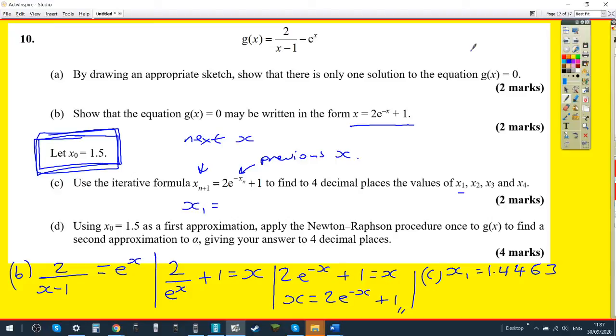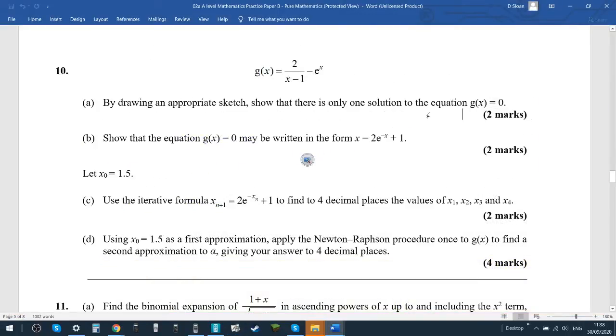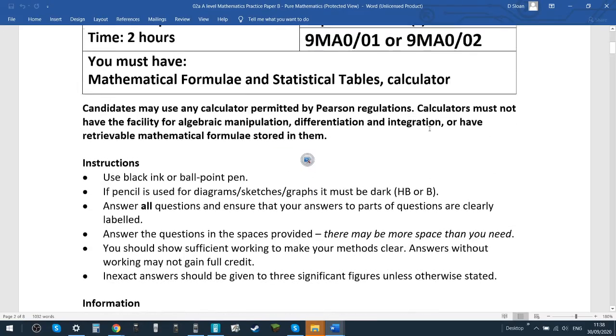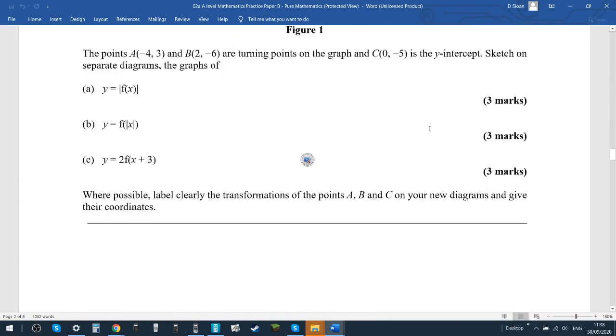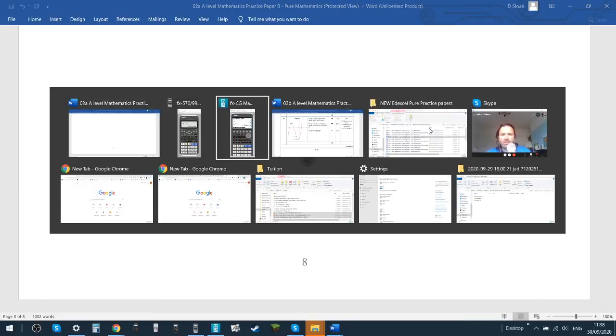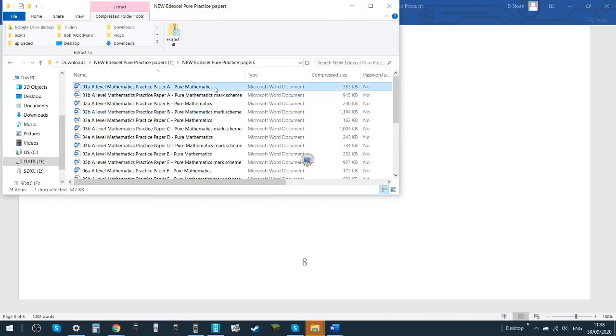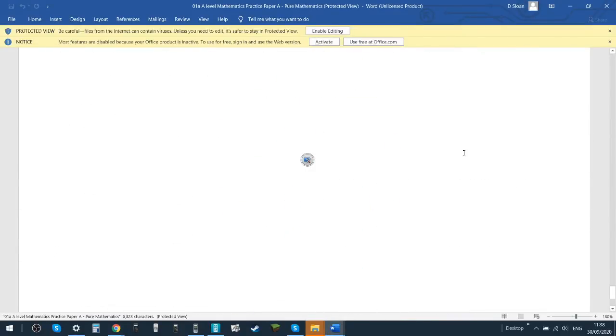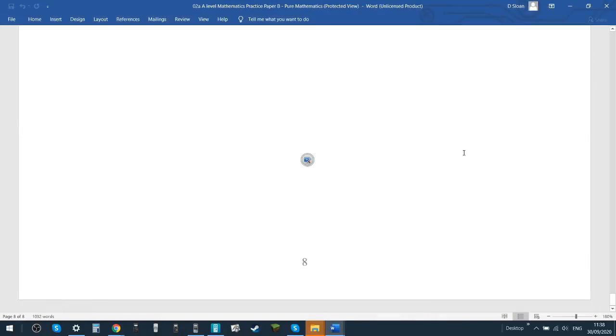Question D. I don't know what the Newton-Raphson procedure is. I believe this is a formula. It's how your calculator gets its answers when you use the solve function. Did I not see, was at the top of the other paper the formulae? Let me open up this first paper. I gave you this formula sheet. Did I imagine that? Was it on the mark scheme?